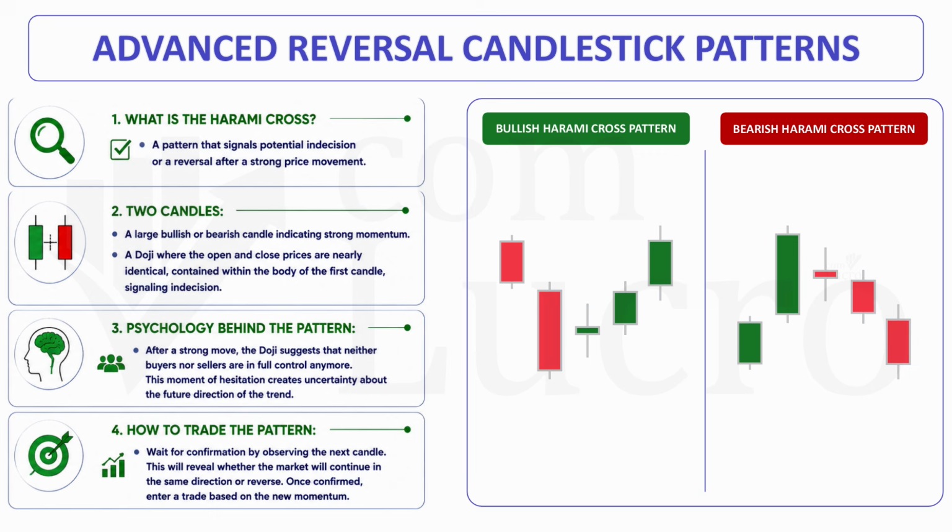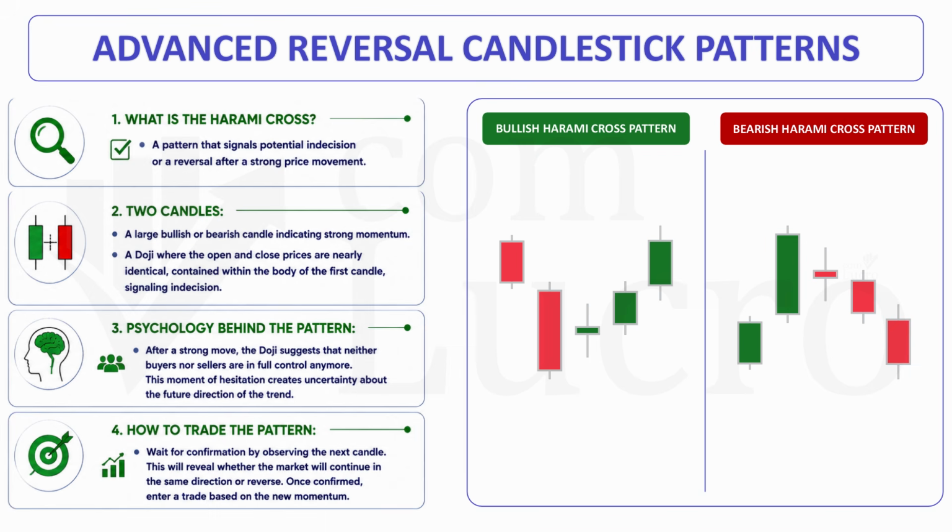Structurally, the Harami cross consists of two candles. The first candle is a large one, either bullish or bearish, followed by a doji, where the open and close prices are nearly identical. What's key here is that the doji is completely contained within the body of the previous candle, indicating that the market is in a state of indecision after the strong movement in the first candle.